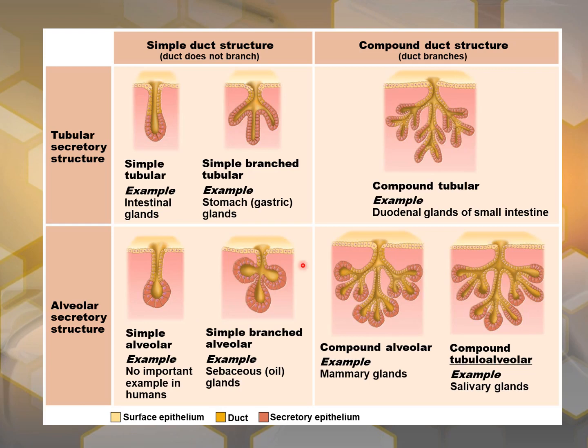Now, if we look at the compounded ones, these guys do have branches. So again, think of a tree. You've got your main trunk or duct, and then you've got a couple branches coming off of that before you get to the secretory unit. So these guys are a little more tubular, elongated. These guys are a little more rounded, so they're alveolar. And again, you can get these combos that look kind of like a combination of tubule and alveolar. Okay, so tubulo-alveolar.